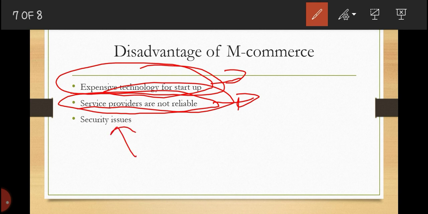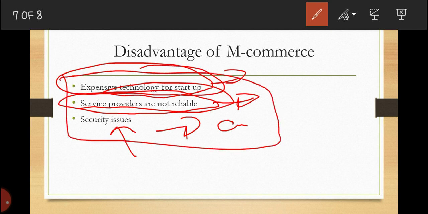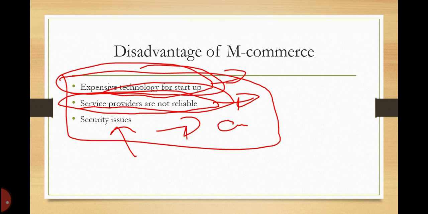There are also some security issues. There is the rise of these security issues. There are many concerns about the safety of customer privacy, about customers' private information, and the possibility of data leaks is also very daunting. So these can be taken as some disadvantages of mobile commerce. But despite the disadvantages, there are still so many advantages that mobile commerce can provide to society.